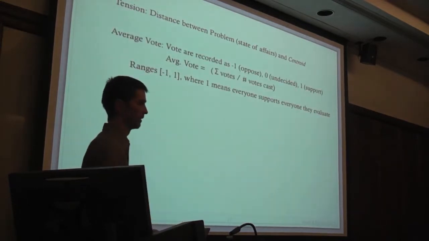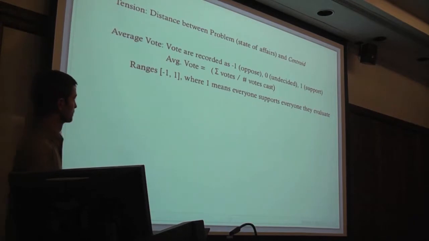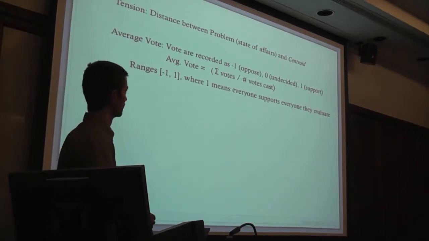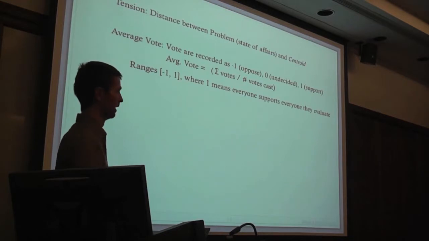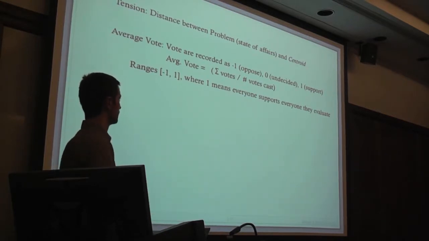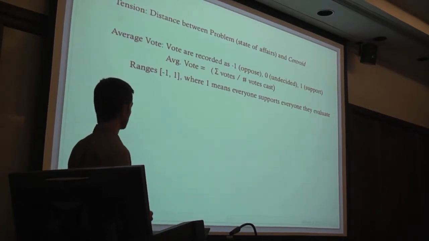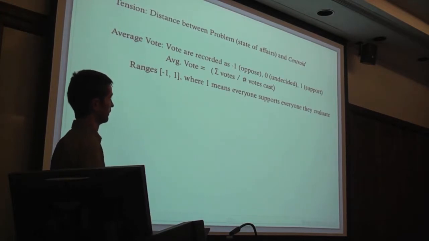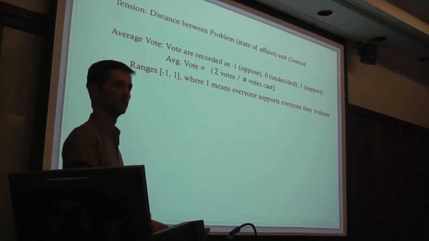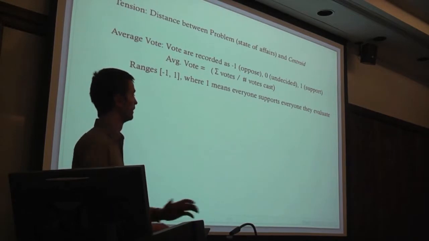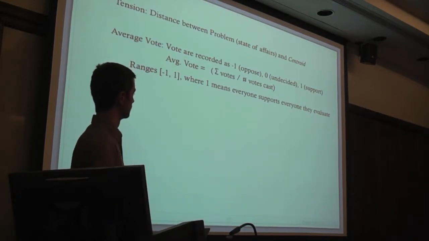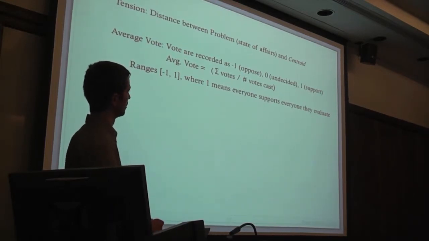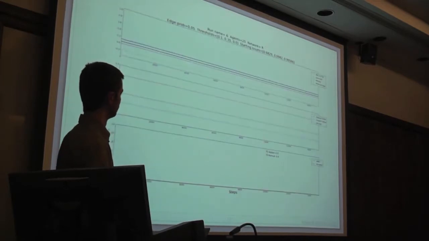We also look at the average vote. So voting proceeds by assigning either negative one if you oppose, zero if it's undecided, or one for support. Then we just sum that up and use that to construct the average vote. And that's summed up over all of the votes cast. So at the beginning of the run, people haven't voted, and so it's over the number of votes cast.